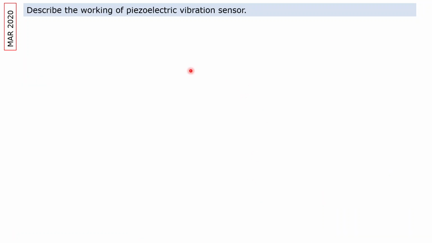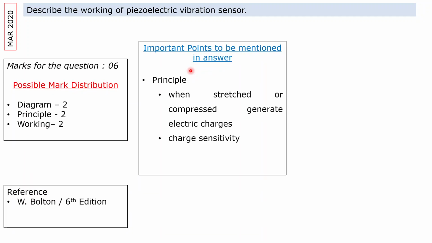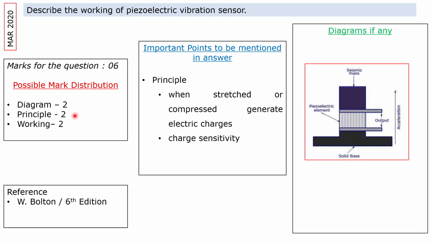Now, next question: describe the working of a piezoelectric vibration sensor. The question carries 6 marks: the diagram carries 2 marks, principle 2 marks, and working 2 marks. The principle is very simple. When a piezoelectric crystal is stretched or compressed, it will generate electric charges. That is the working principle of a piezoelectric vibration sensor.